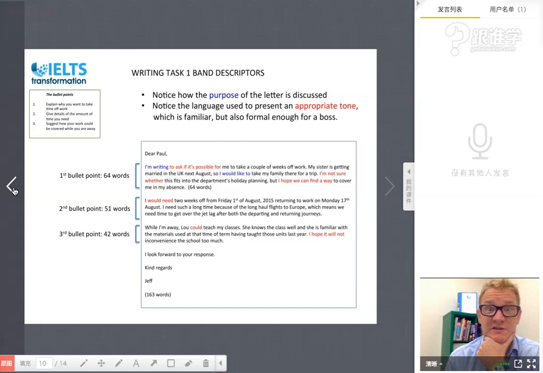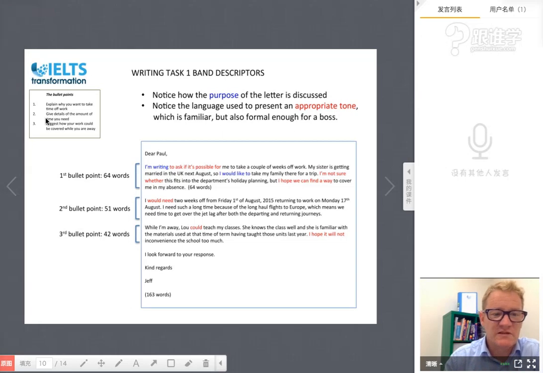So I just want to go back a second. So here's the good example. This would be a band 9. What I also want you to know is notice in this letter how clear it is and simple and straightforward, that the grammar is complex. There's plenty of complex sentences and complex structures. So watch the grammar videos to understand that. But look how simple and clear it is. It's not complicated. It just answers the questions very directly and straightforward.